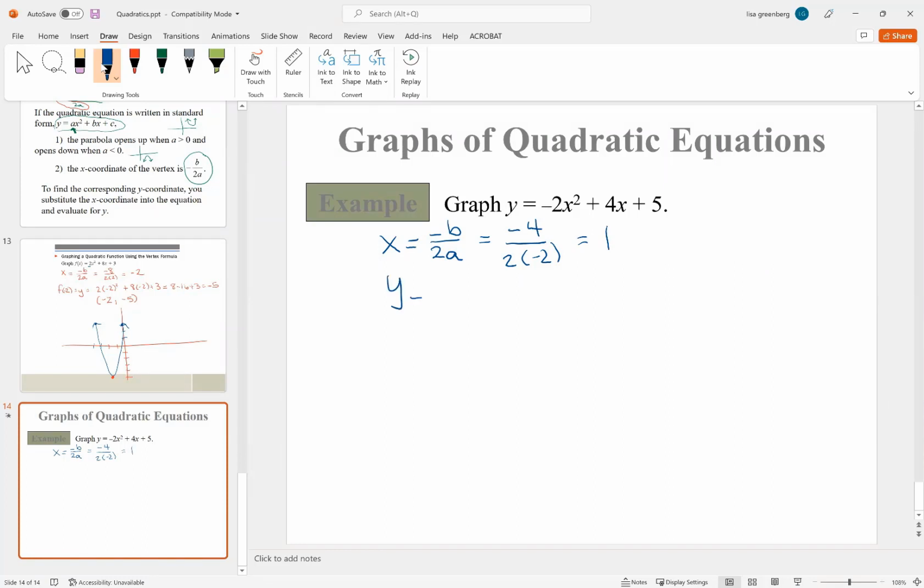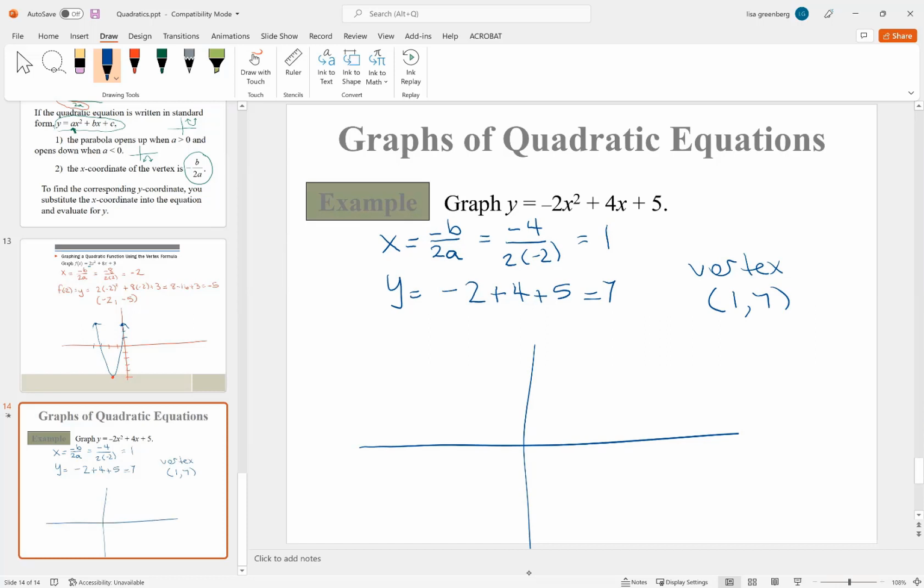My y value, I plug 1 in, so I get negative 2 times 1 squared plus 4 times 1 plus 5. So that's negative 2, that's 7. So now I know my vertex is at 1, 7. And again, 1, 2, 3, 4, 5, 6, 7, 1.